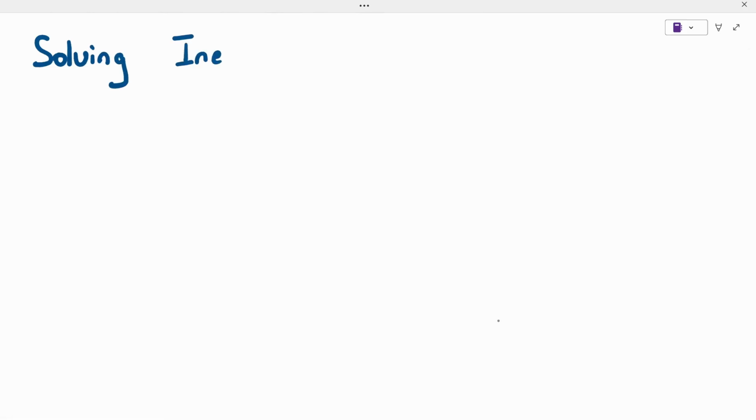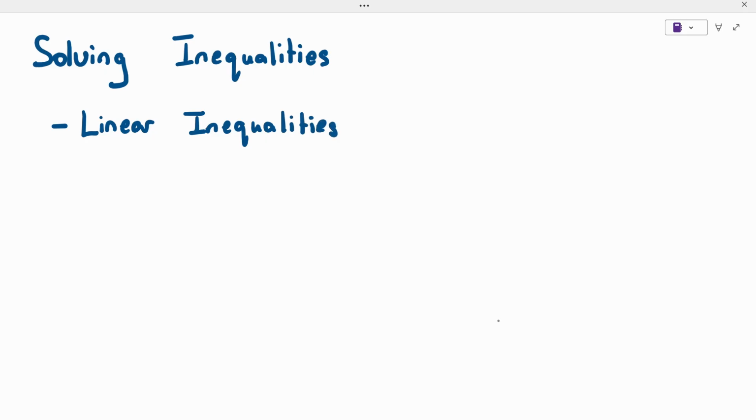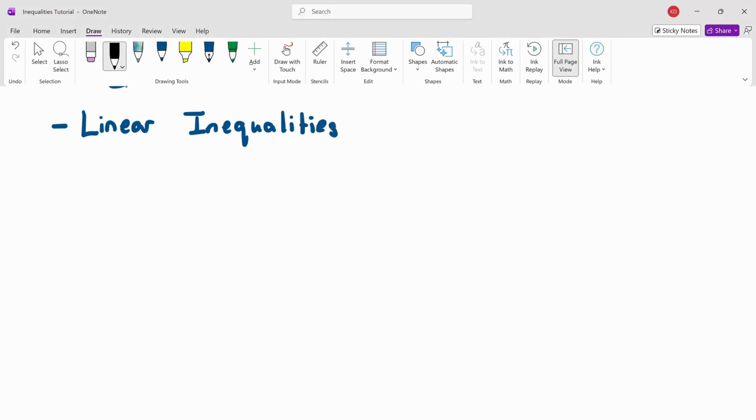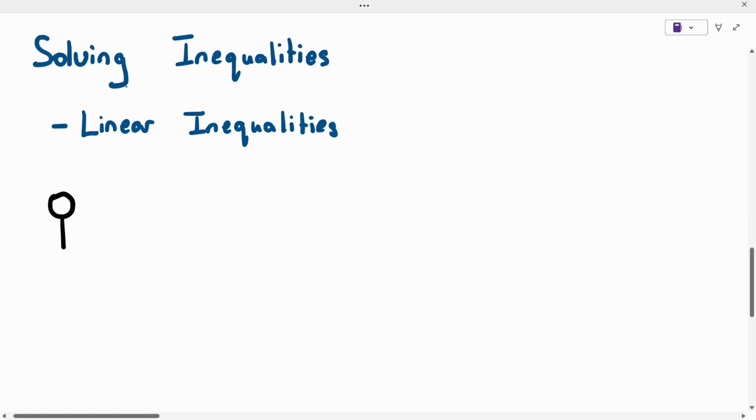So that's the next thing we want to talk about. We want to talk about what it means to solve an inequality, right? The first thing that we are going to look at, the first type is linear inequality. So I just said, if I want to solve an inequality, it means that I want to find a range of values that would make a statement true. So let's look at an example, practical example.